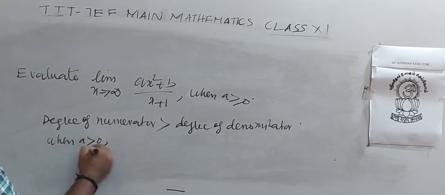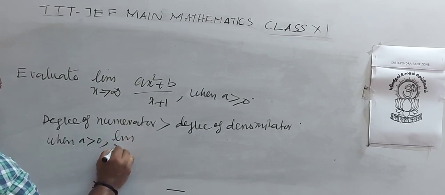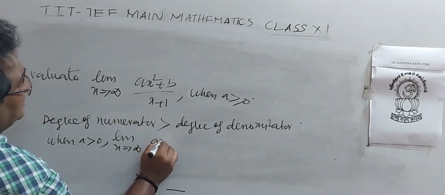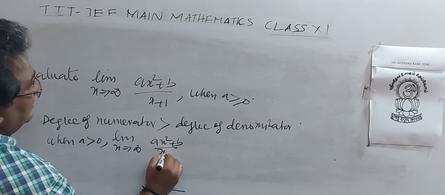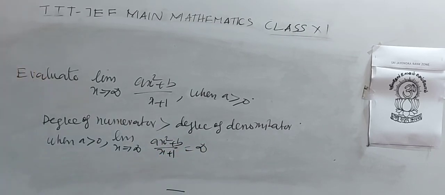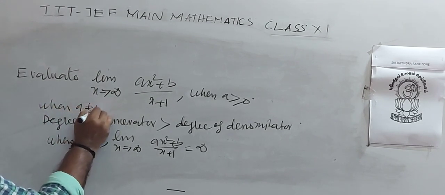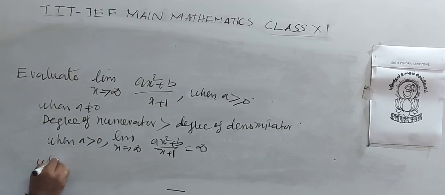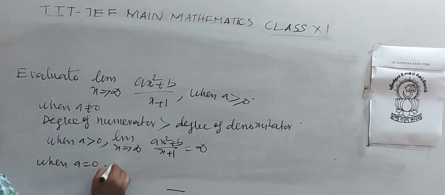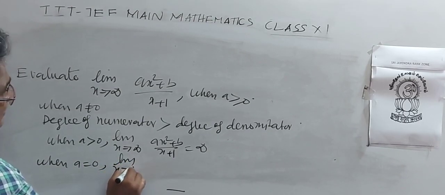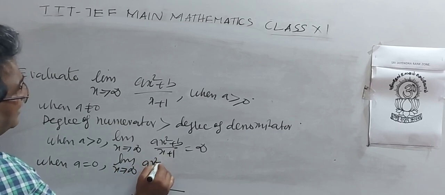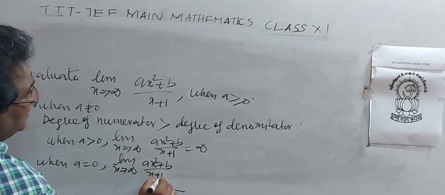When a is greater than 0, the limit as x tends to infinity of (ax² + b)/(x + 1) is equal to infinity. When a is not equal to 0. When a is equal to 0, the limit as x tends to infinity of (ax² + b)/(x + 1) is equal to 0.